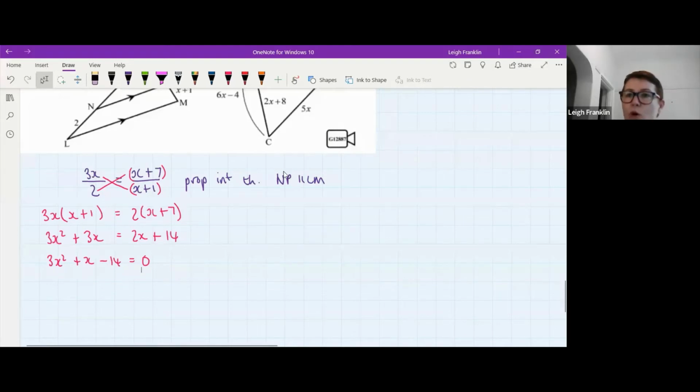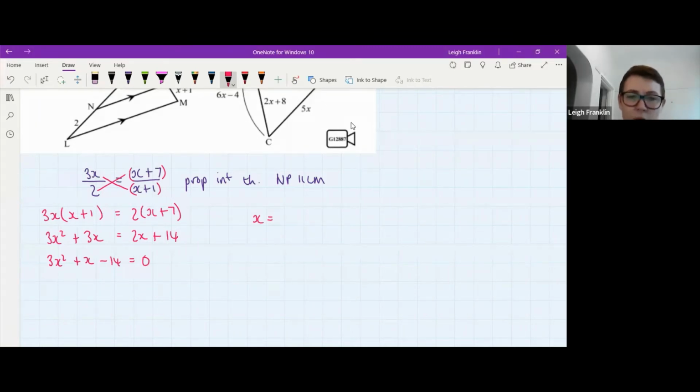Yes, ma'am, that's where I got stuck. Okay, so this is where you got stuck. Now, the thing is that you actually know how to do this because you've been solving quadratic equations since grade 10. So if you find it difficult to factorize, you can use the quadratic formula. You're going to use the quadratic formula.